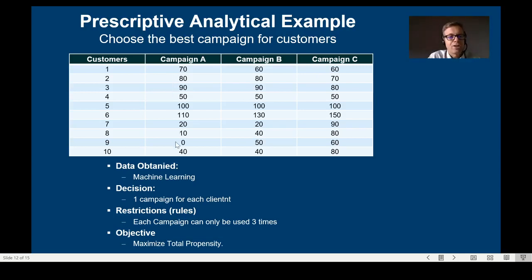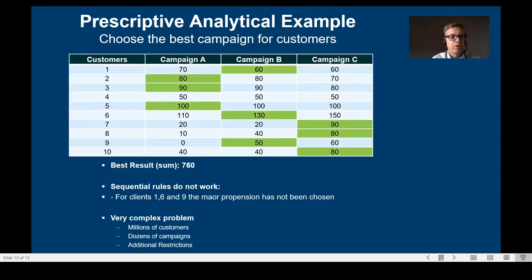But I have a lot of restrictions. I have rules that I have to apply. So imagine I can only apply, because of whatever cost restriction, each campaign 3 times. And another restriction is 1 campaign for each client. I can only apply one campaign to each customer. So my objective is to maximize the total propensity, choosing the campaign for each customer, knowing that I can only apply each campaign 3 times. If I do this with prescriptive analytics, it's going to tell me to choose this. If you see, if I sum this propensity, it is going to give me 760.